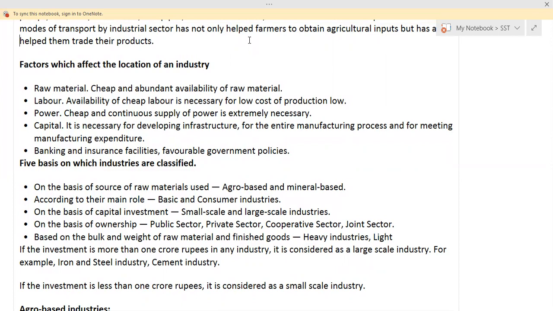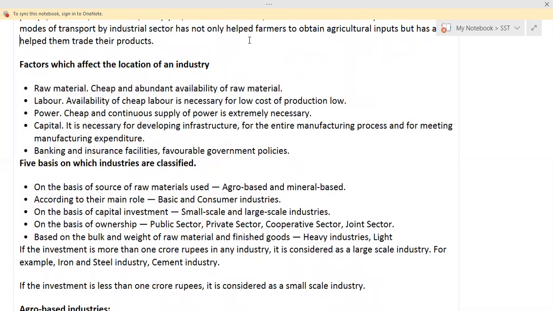Banking and insurance facilities. So they should choose places where banking facilities are very well available, and other government policies.